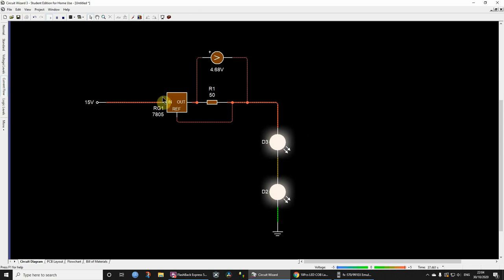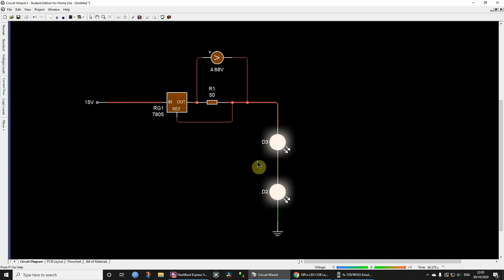So what's it going to be in this particular case? Well, notice that I've used 2 white LEDs. Now, I don't know what the voltage drop on these is, so let's just hover over here. So that's 3.21 volts. So I'm therefore thinking that the next one up will be 6.4 volts. So 6.42 volts. Okay, so we've got 6.42 volts, and then we've got 4.68 volts dropped across here.